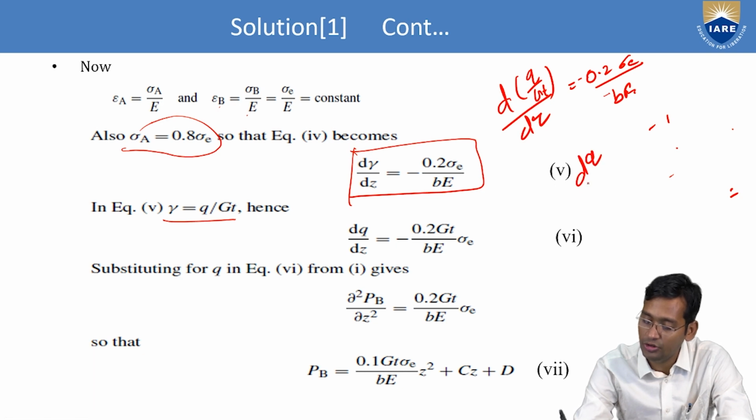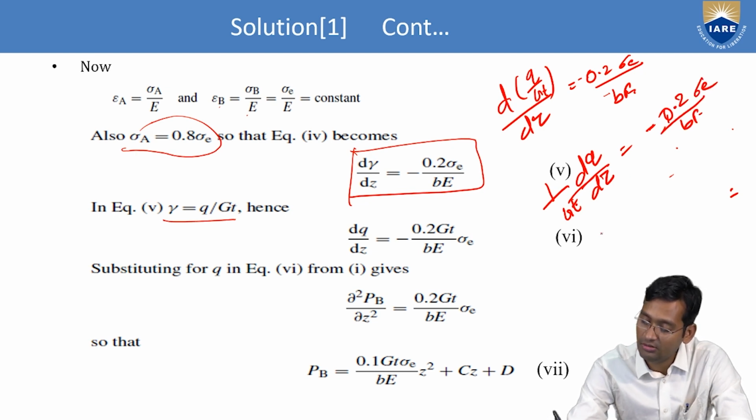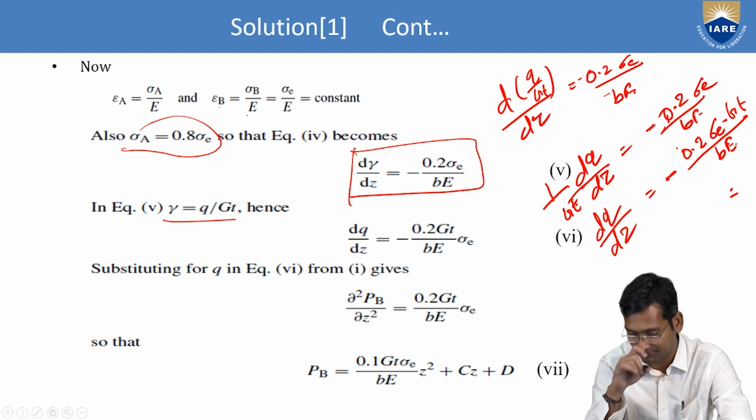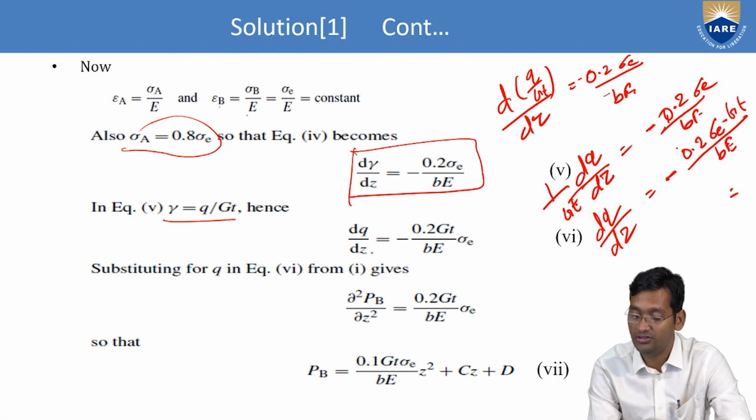So this becomes dQ/dz into 1 by GT equals minus 0.2 sigma E by B. Now this GT can come to this side. So dQ/dz equals minus 0.2 sigma E into GT by BE. So here dQ/dz equals 0.2 sigma E into GT by B.